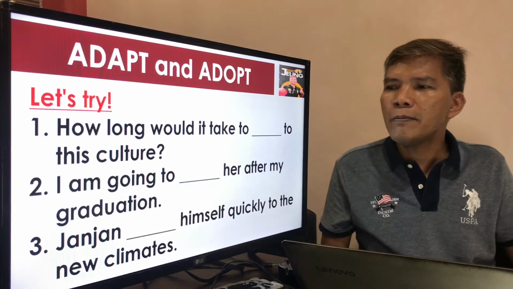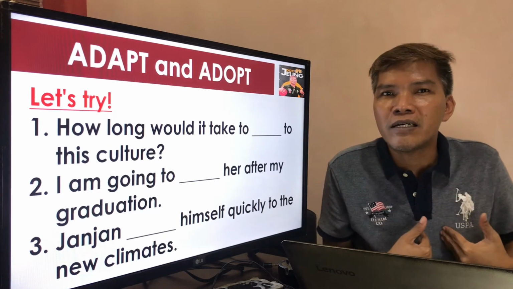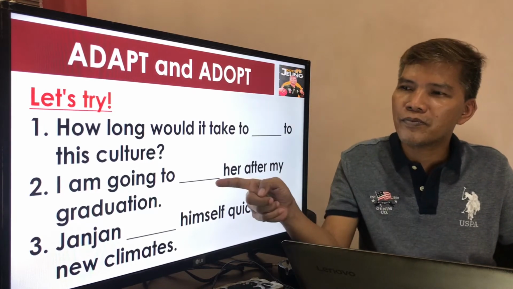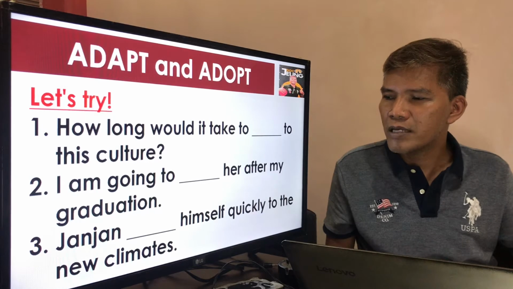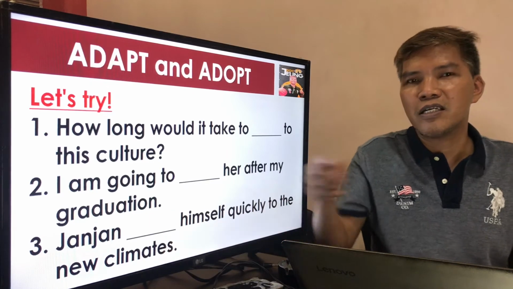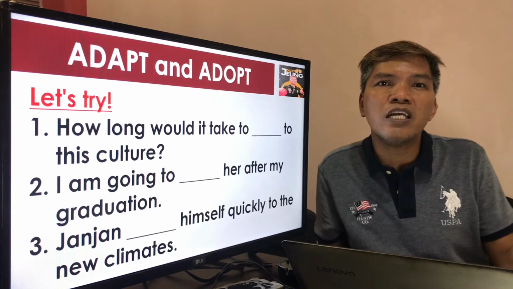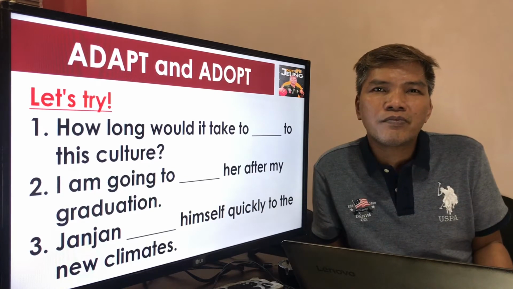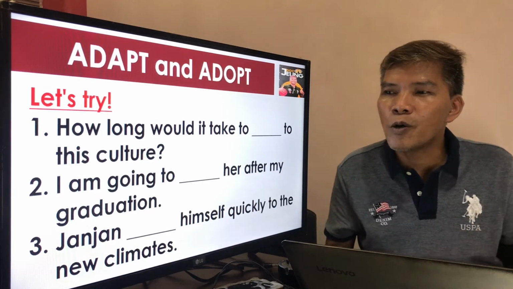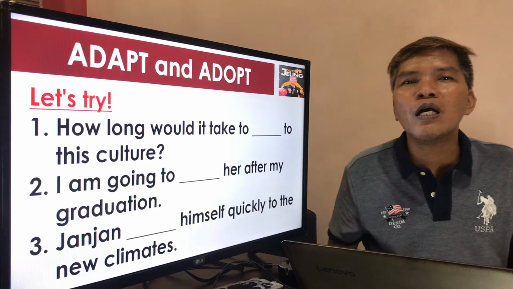Number 2, I am going to blank her after my graduation. I am going to take her legally after my graduation. So we will use adopt. Number 3, Jen blanked himself quickly to the new climates. We need to adjust to the new climates. The same if you're going to visit one particular place, especially if that place is very cold. We need to adjust to the climate of that place. So Jen adapts himself quickly to the new climates.